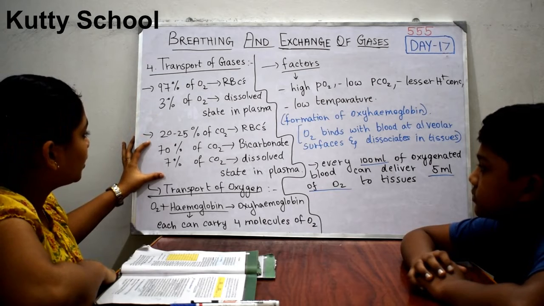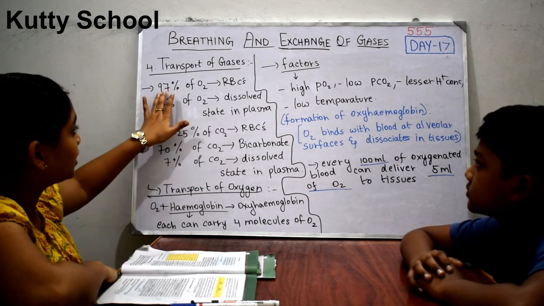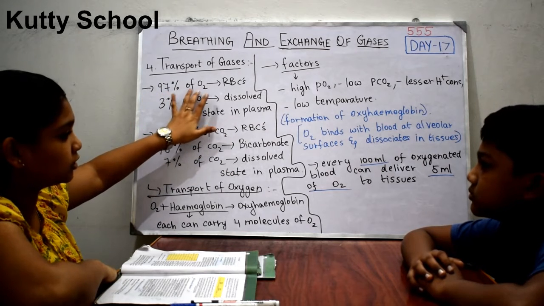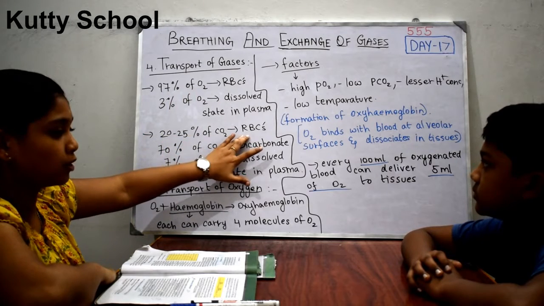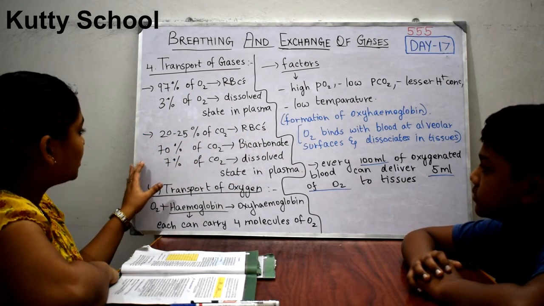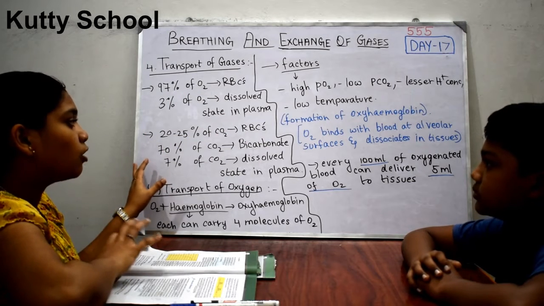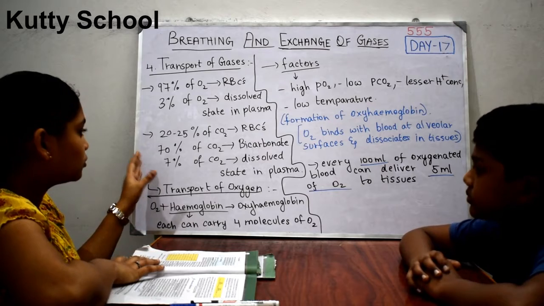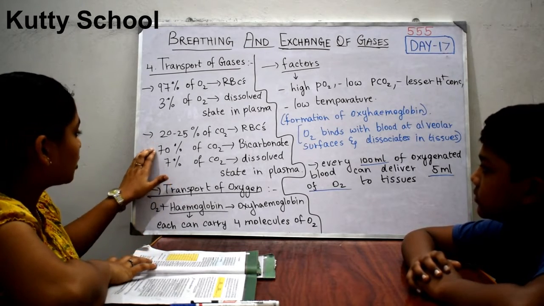So 20 to 25% of carbon dioxide is transported by RBCs in blood, whereas 97% of oxygen is transported by RBC. Only 20 to 25% of carbon dioxide is transported by RBC. 70% of the carbon dioxide is transported as bicarbonate.